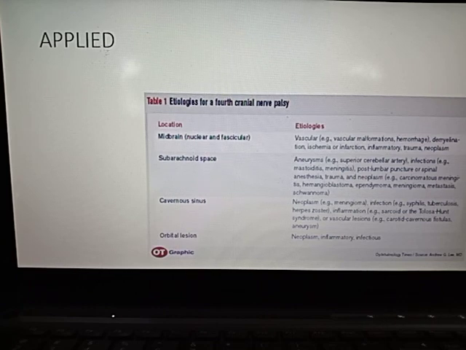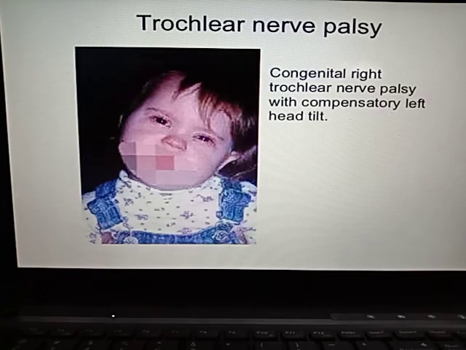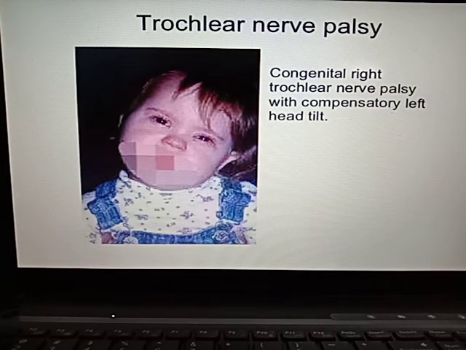If the nerve is cut or compressed due to some factors, the superior oblique is paralyzed and the patient is unable to turn his eye downward and laterally. So when the patient tries to do so, the affected side will be rotated medially, causing diplopia. And here it looks like trochlear nerve palsy, congenital right trochlear nerve palsy, with compensatory left head tilt.